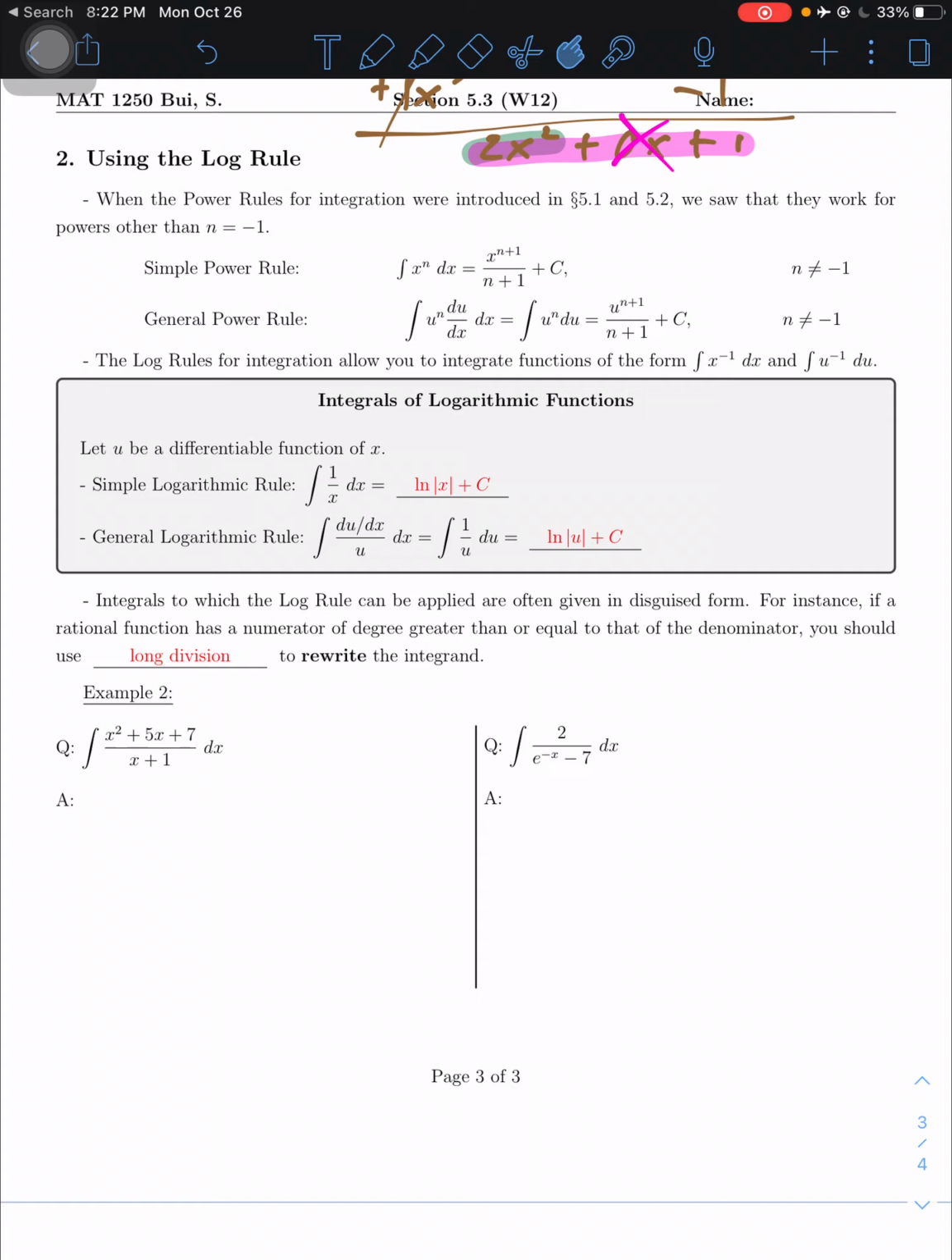So then, using the log rule. We talked about the exponential rule already. It's time to talk about the log rules because they are the reciprocal of each other, or should I say the inverse of each other.